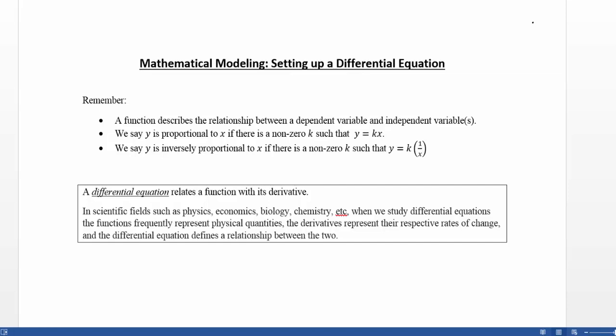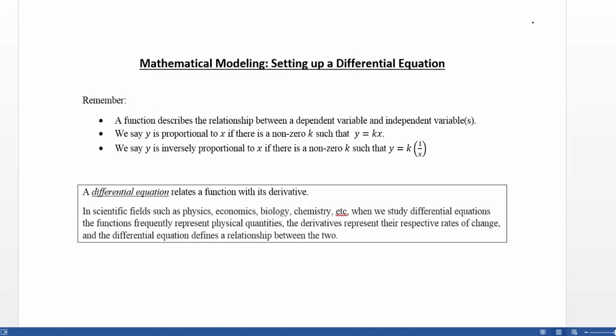Mathematical modeling, setting up a differential equation. So in this course so far, we've looked at lots of different relationships of functions. And in the functions we've looked at, we've been describing a relationship between one dependent variable and either one or multiple independent variables. And we studied the behavior of what happens as we change and vary those independent variables, what happens to the dependent variable.